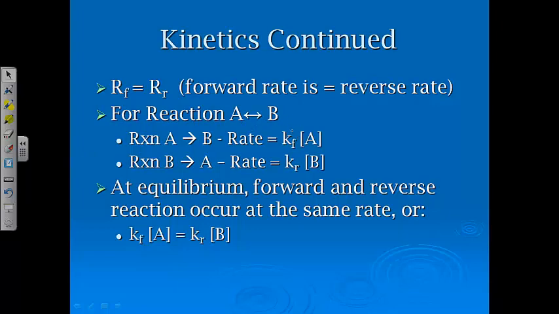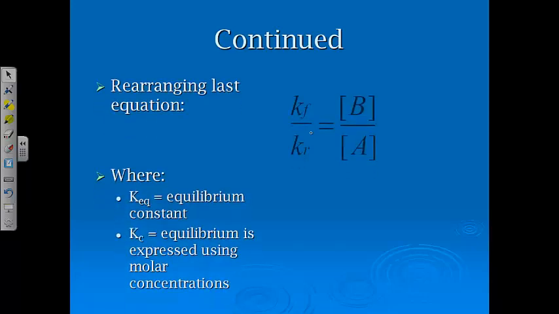If you think about your reaction rates, rate forward is equal to rate reverse. For a reaction A to B, your k of the forward reaction, that's where the f is, is equal to A, the reverse is equal to B. And at equilibrium, the forward and reverse reactions occur at the same rate, or you have the rate laws equal to each other.